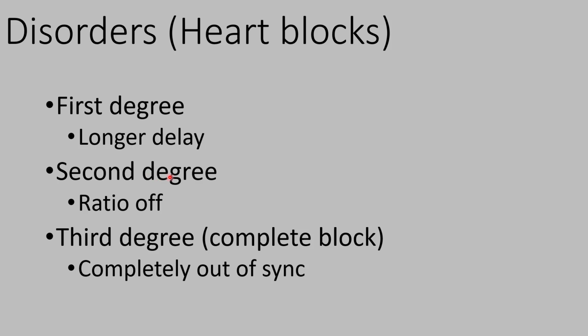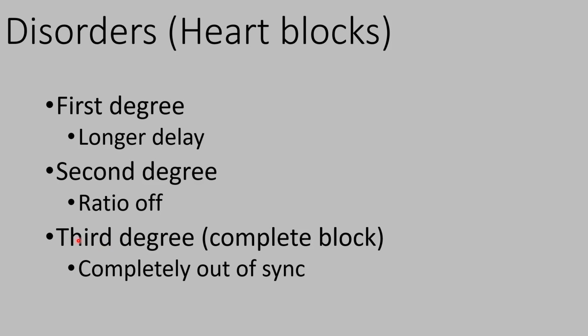In a second degree heart block, that delay is even longer, and the result is sometimes we don't even get a QRST. So we'll have P, long delay, QRST. P, long delay, another P, and then QRST. So the ratio of P to QRST is off. We have more P waves than QRSTs.